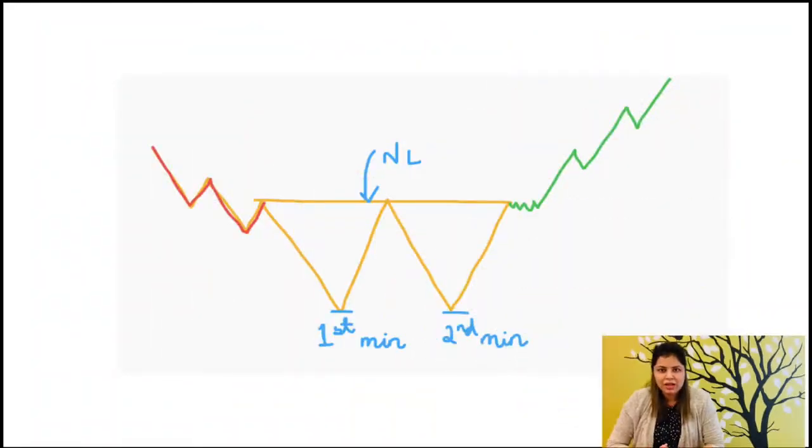Next is the double bottom pattern. The double bottom formation typically occurs at the end of a downward trending or a declining market. The double bottom is similar to the double top, but the key difference between the two can be seen as the inverse or the negative relationship in the price.